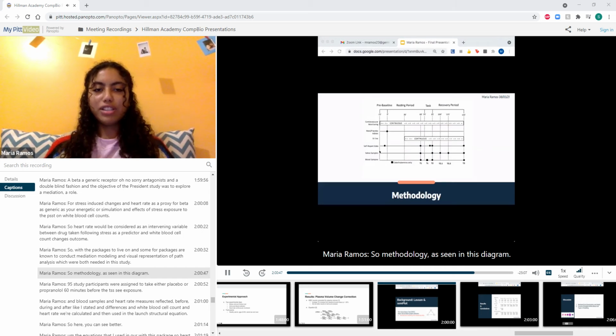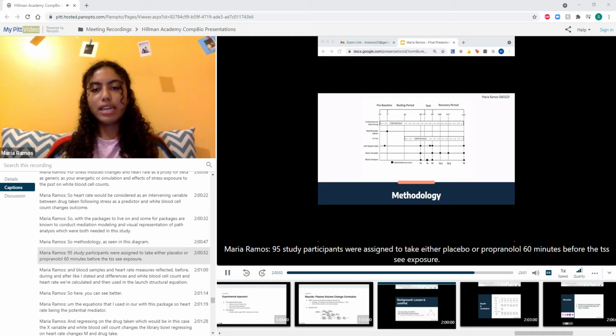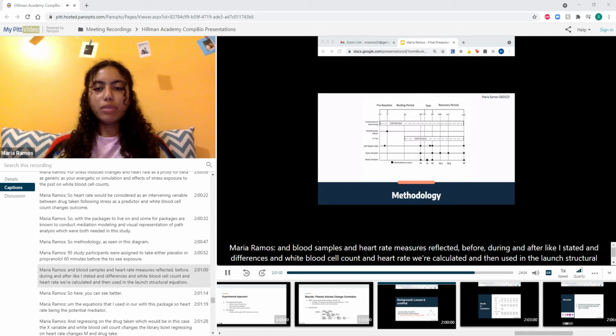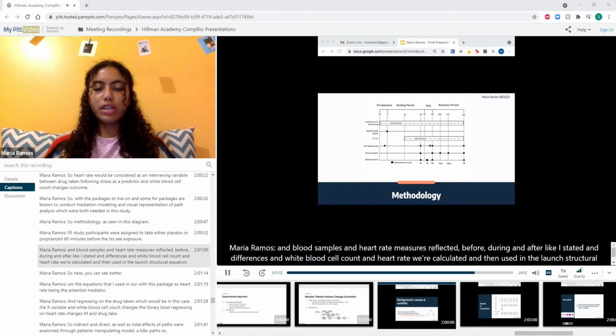So, methodology. As seen in this diagram, 95 study participants were assigned to take either placebo or propranolol 60 minutes before the TSST exposure. Blood samples and heart rate measures were collected before, during, and after, and differences in white blood cell count and heart rate were calculated and then used in the Lavaan structural equation model.